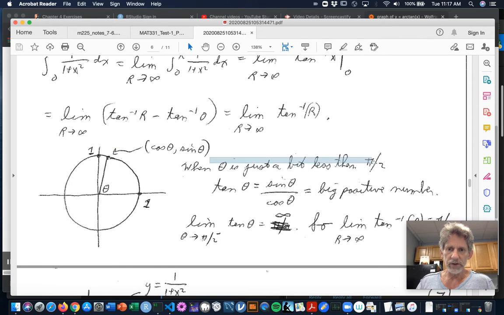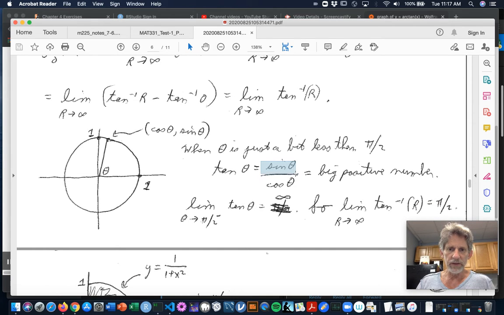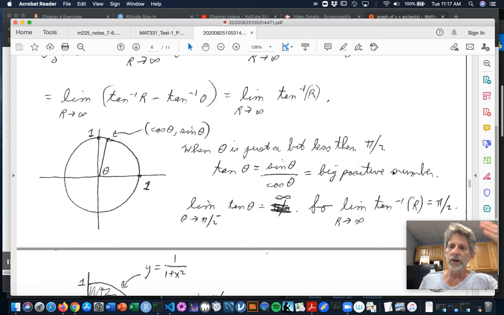So when our theta is just a bit less than pi over 2, then you can see the sine of theta, the y-coordinate, is going to be pretty near 1. The cosine of theta, the x-coordinate, is going to be a small positive number, okay? And so the tangent of that angle theta, sine over cosine, would be about 1 divided by small positive makes a big positive number. So this verifies angles just below pi over 2 deliver really big positive tangents.